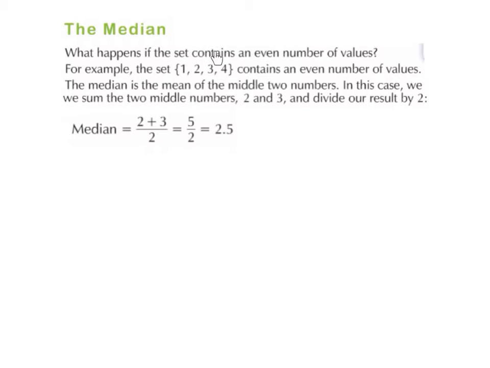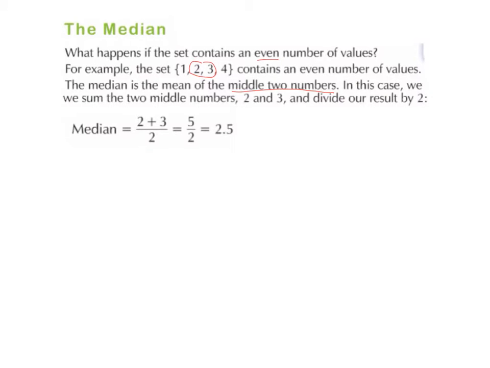So what happens if the set contains an even number of values? For example, the set 1, 2, 3, 4. This contains an even number of values. There are 4 values. Notice that the set is already in order. We've already ranked it, so we don't need to rearrange anything. The median is going to be the mean of the middle two numbers. So the middle two numbers is clearly 2 and 3.